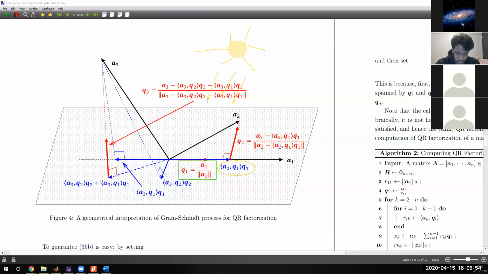Okay. That's too ugly. That's going to be this direction. So isn't it? You're going to get, this is A2. You're going to have A2, and you're going to have a shadow of A2 on this Q1, right? Because Q1 and A1 are the same direction, so you can consider them the same. But the question is how long this is. The length is going to be A2 inner product Q1.